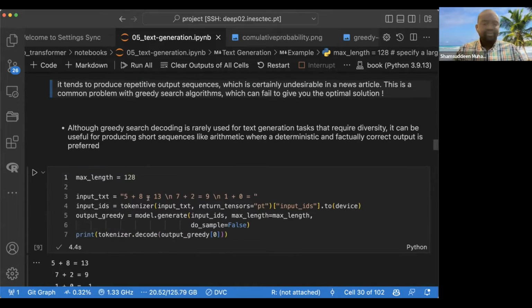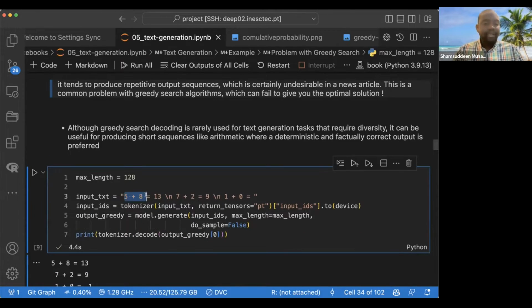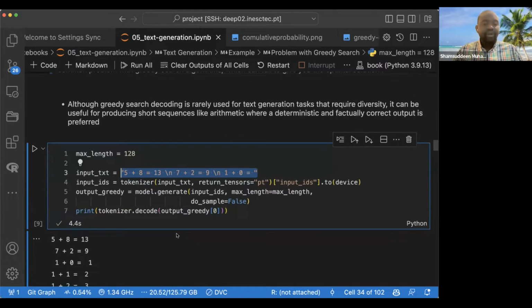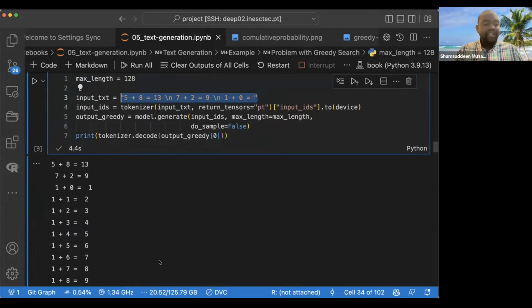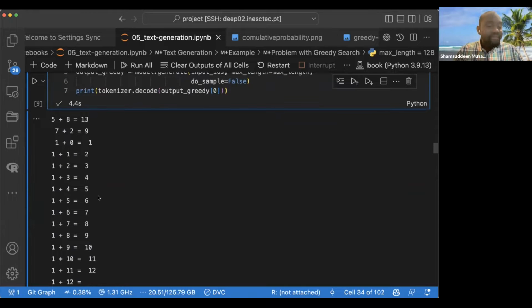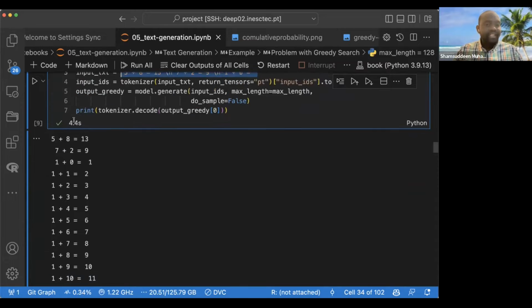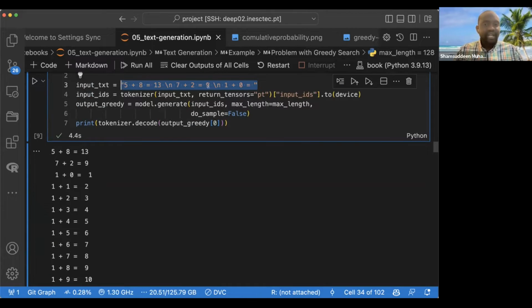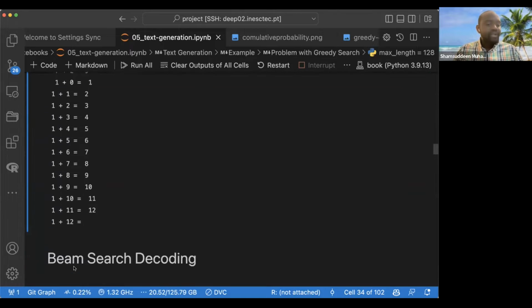So if I have an example, 5 plus 8 gives 13, 7 plus 2 gives 9, what about 1 plus 0? We know the answer is factual, and we need a factual answer. Given GPT-2, when we run it, we can see it generates factual answers, but there is no diversity. We give it 5 plus 8, it gives us 13; 7 plus 2, it gives us 9; and 1 plus 0, it gives us 1. Then it predicts the next sequence, 1 plus 2, 1 plus 7.